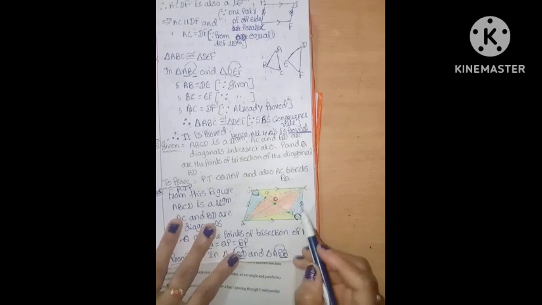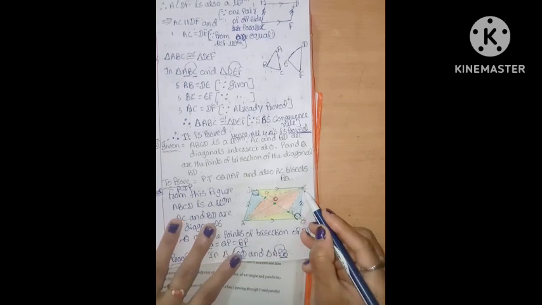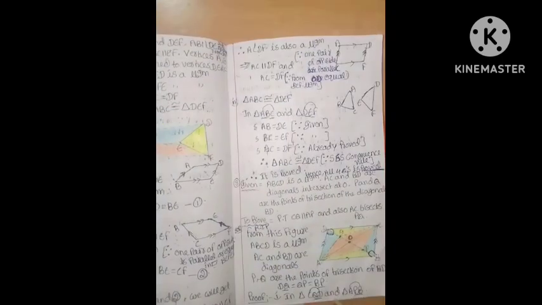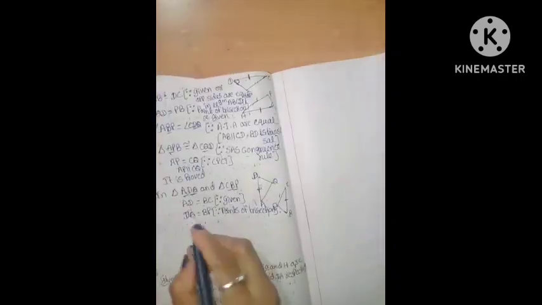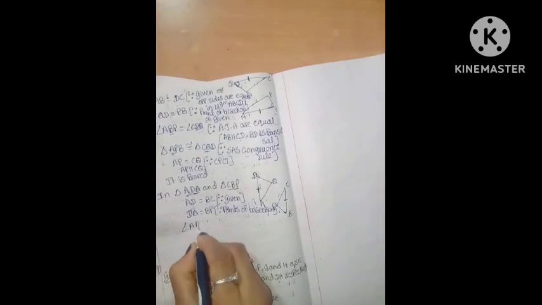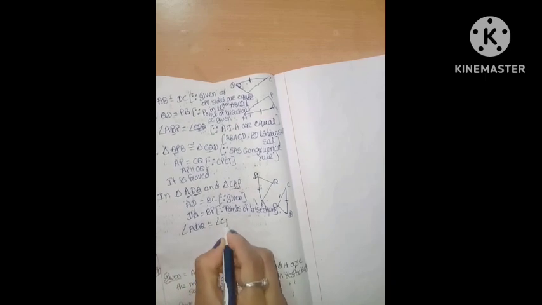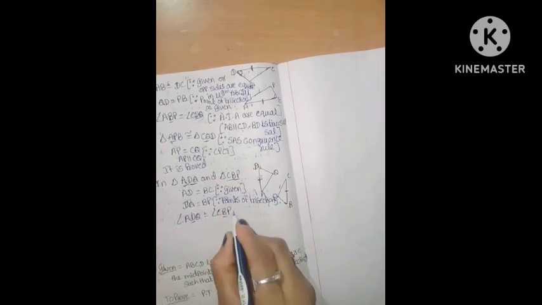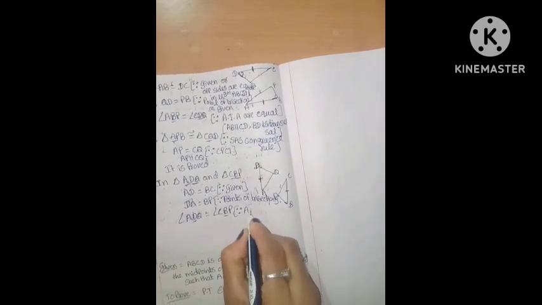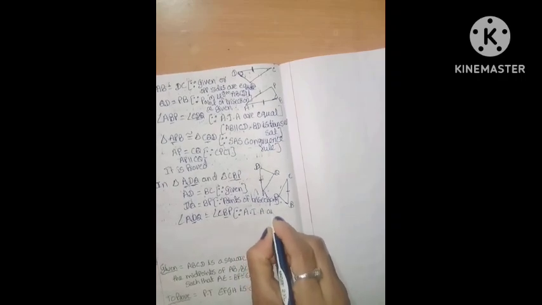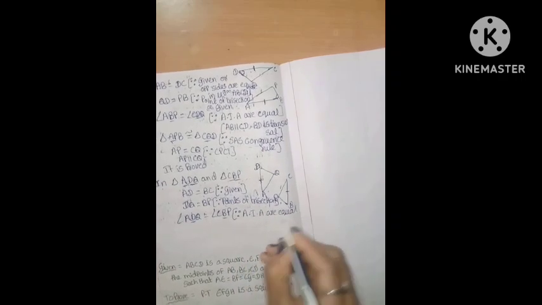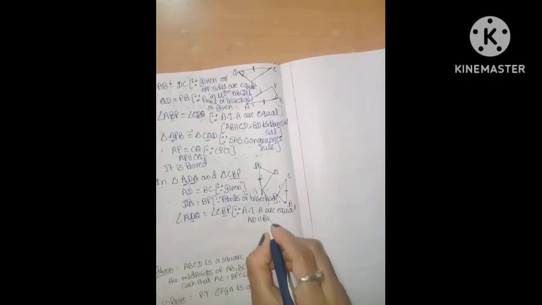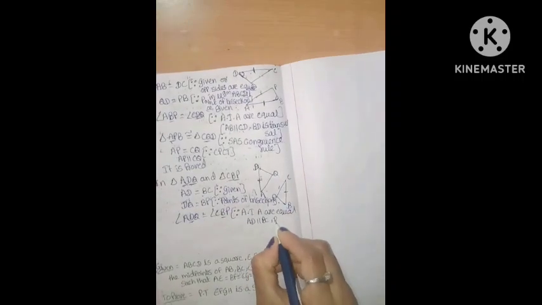Angle ADQ is equal to angle CBP. Alternative interior angles: angle ADQ is equal to angle CBP. Angle D is equal to angle B. Why is it equal? Are you understood? Since alternative interior angles are equal. Here AD is parallel to BC and BD is the transversal.